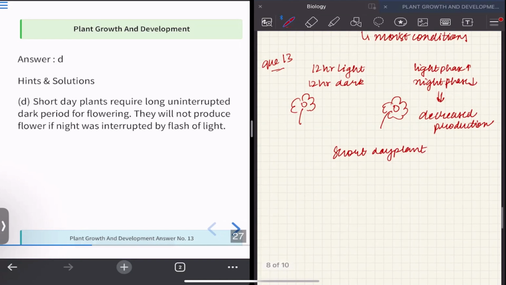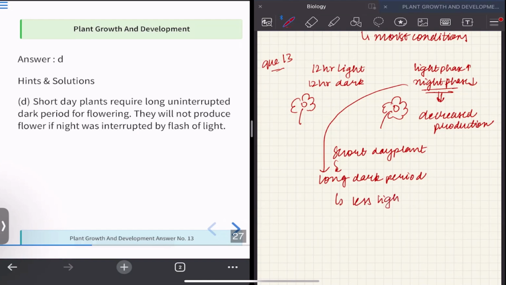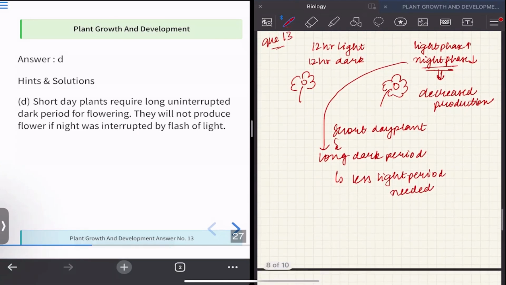So short day plants actually require long dark periods. When we decrease the dark period, flowering decreases. So it actually needs a long dark period. If a long dark period is needed, less light period is needed. And these plants will not flower if the night is interrupted by a flash of light. So these plants are known as short day plants. Okay, which is option D.